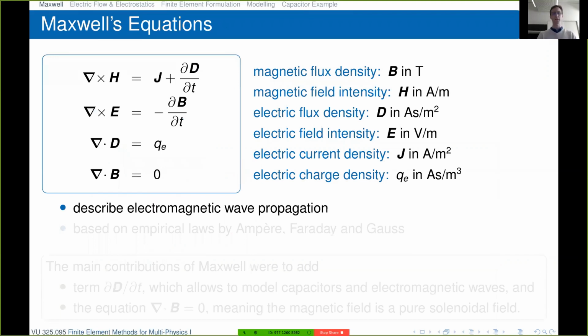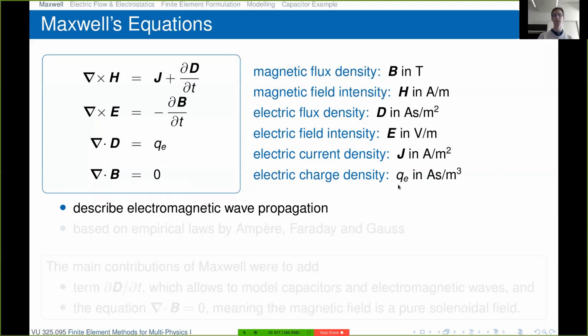So Maxwell's equations describe electromagnetic wave propagation. We have the four equations containing our relevant quantities. So when we go into electromagnetics, we have to deal with the magnetic flux density B, the magnetic field intensity H, and the electric flux density D, and similarly the electric field intensity E. And finally, we have the electric current density denoted by J, and the electric charge density denoted by QE.